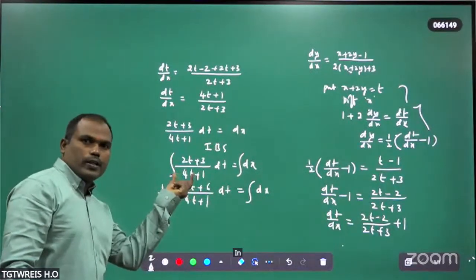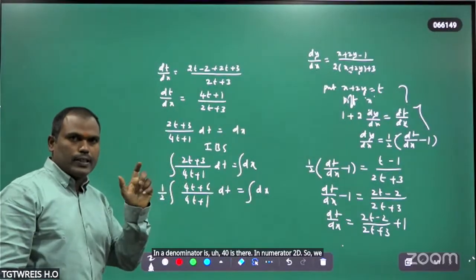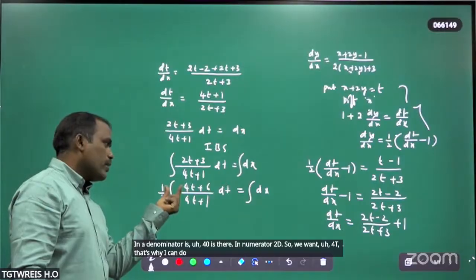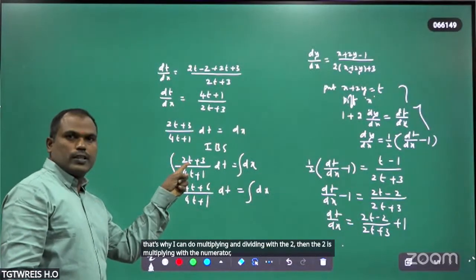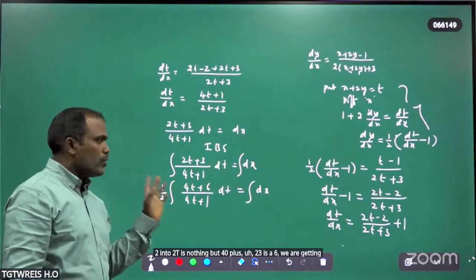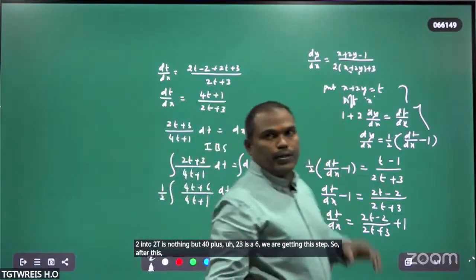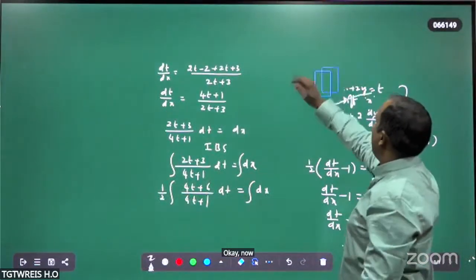In the denominator, 4t is there. In the numerator, 2t. So we want 4t. That's why I can multiply and divide by 2. Then the 2 multiplies the numerator. 2 into 2t is 4t, plus 2 times 3 is 6. We are getting this step. I hope all of you understood this part. Okay. Now coming to the next part.